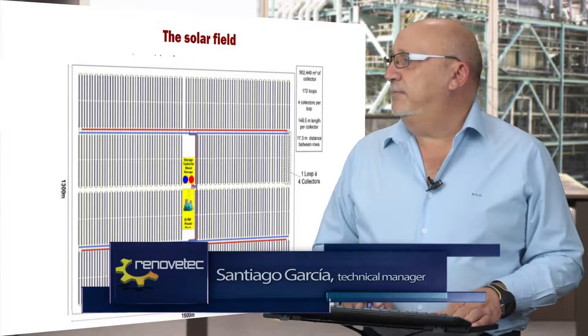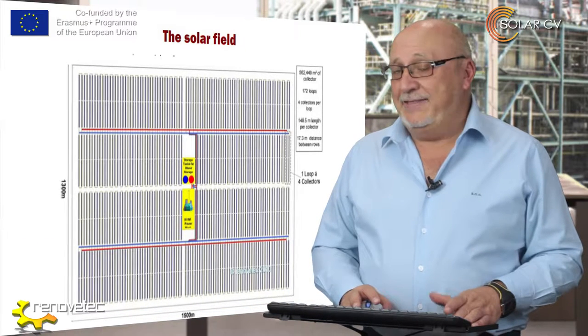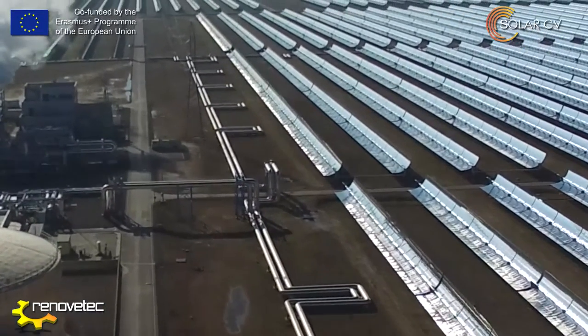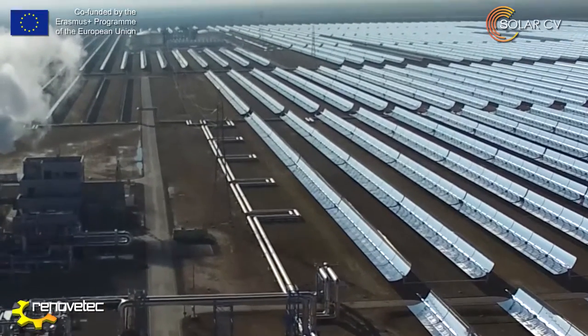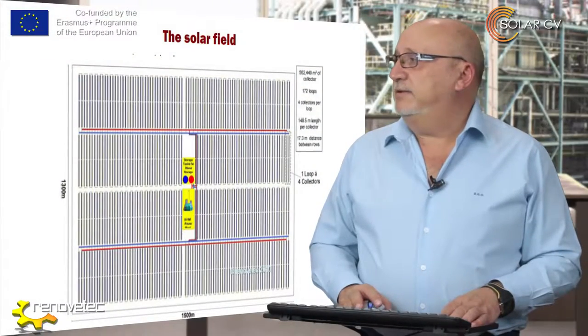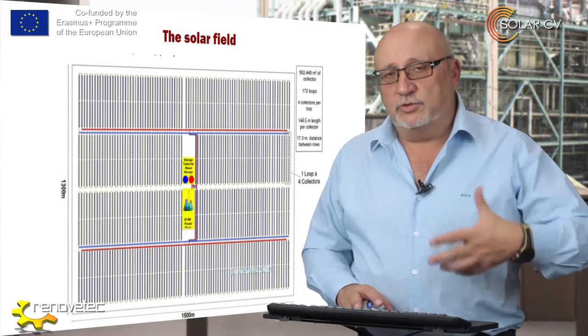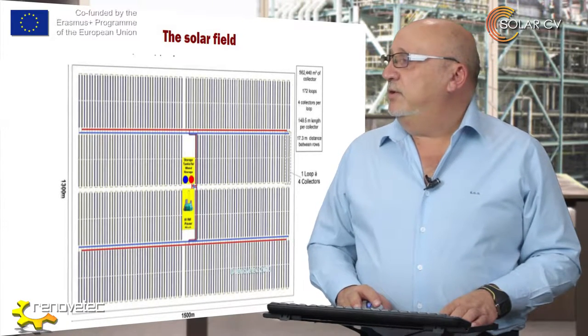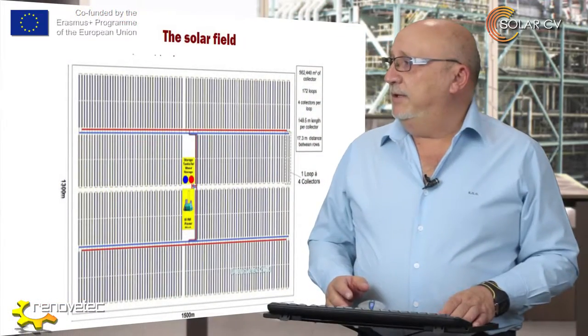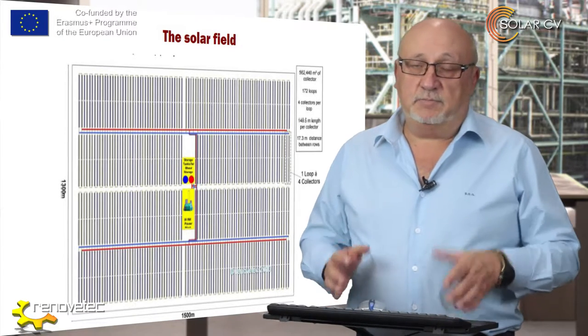In this solar field, we have the main pipes, the headers, that make the connection between the solar field and the power block, conducting the thermal oil that we need to transport the energy captured in the solar field to the power block. They are big pipes, long pipes, but the solar field is composed of the different loops and the pipes that are part of the HTF system.